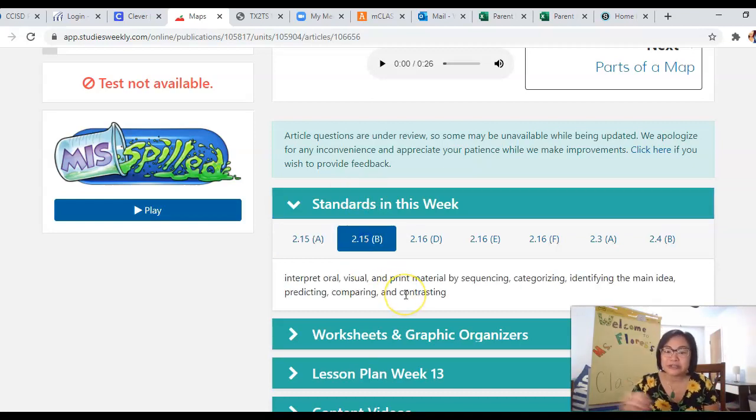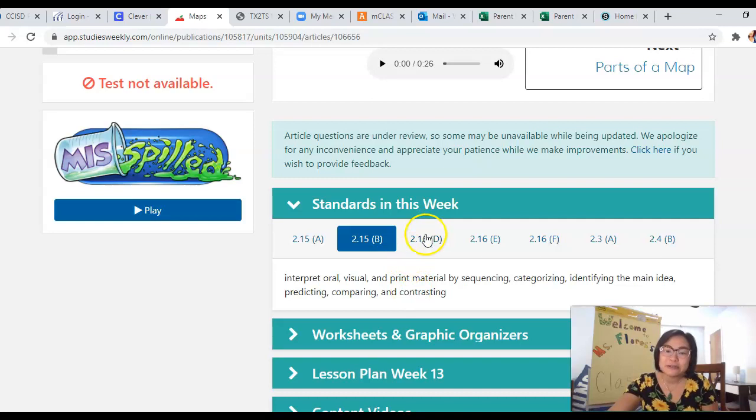We'll also be doing 2.15b, in which we're going to be interpreting oral, visual, and print material. This means that we're going to be looking at pictures, we're going to be looking at maps, and then we're going to be thinking about the main ideas, making predictions, and comparing and contrasting with ideas that we already have.